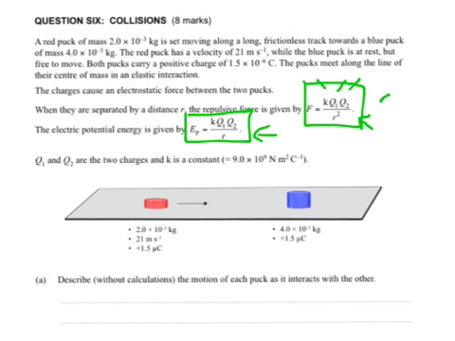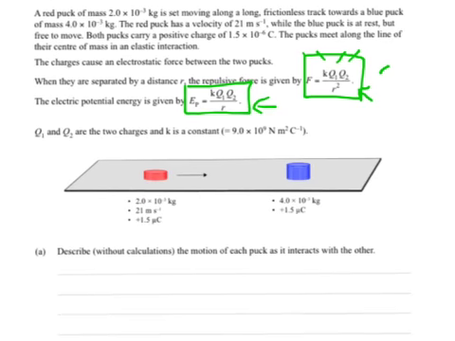That's nice. Okay, so summarising this in my mind, I will say it's like an air track. Two air hockey pucks, one twice as heavy as the other, or twice the mass, and they're both charged, and they'll interact according to those charges and according to the motion of one towards the other. Now, A says describe without calculations the motion of each puck as it interacts with the other.